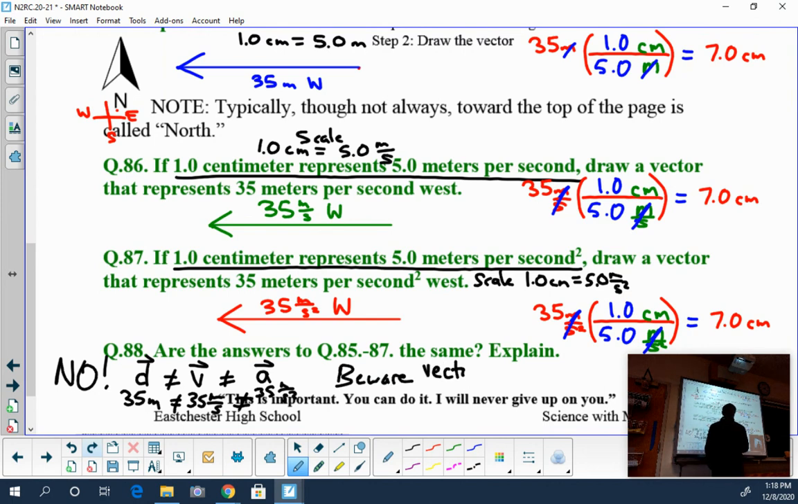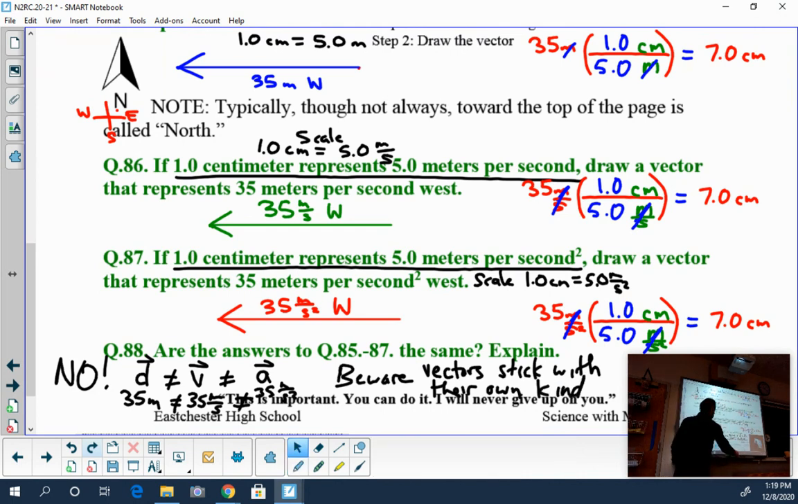Vectors stick with their own kind. So displacement vectors like to hang out with displacement vectors. Velocity vectors like to hang out with velocity vectors. Acceleration vectors like to hang out with acceleration vectors. There's no mixing. Okay, let's go.